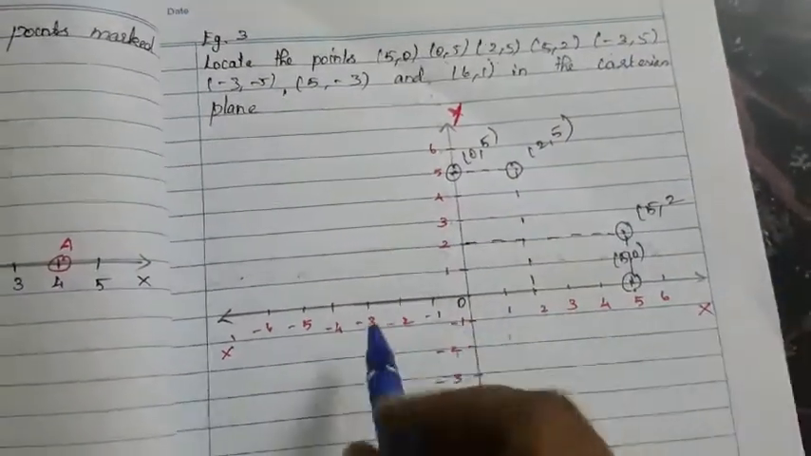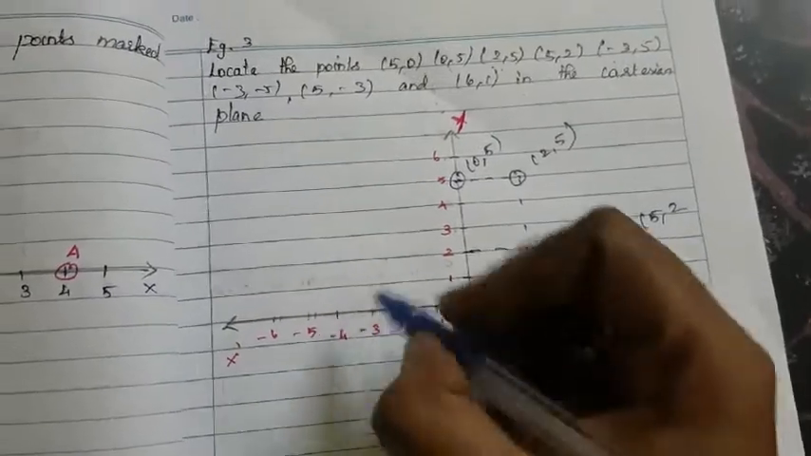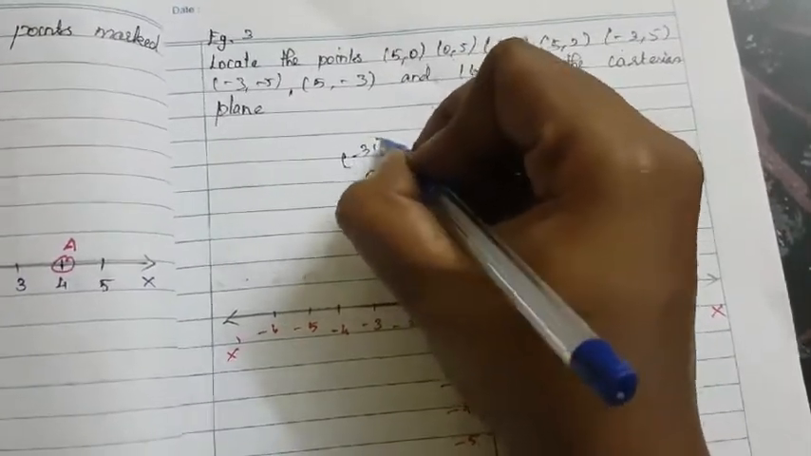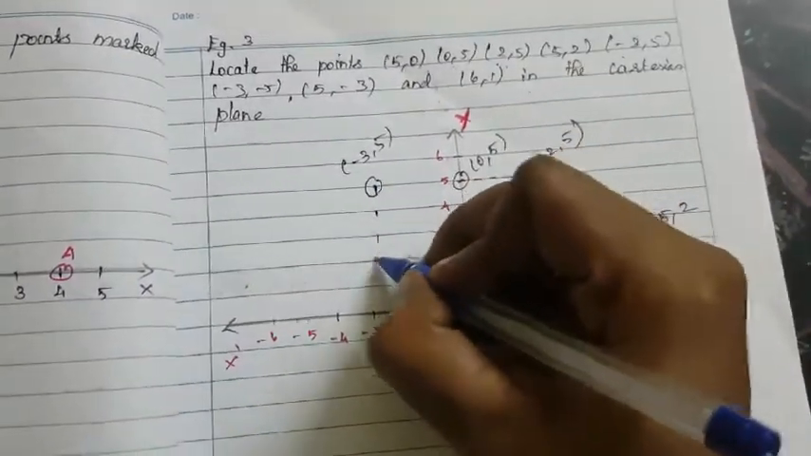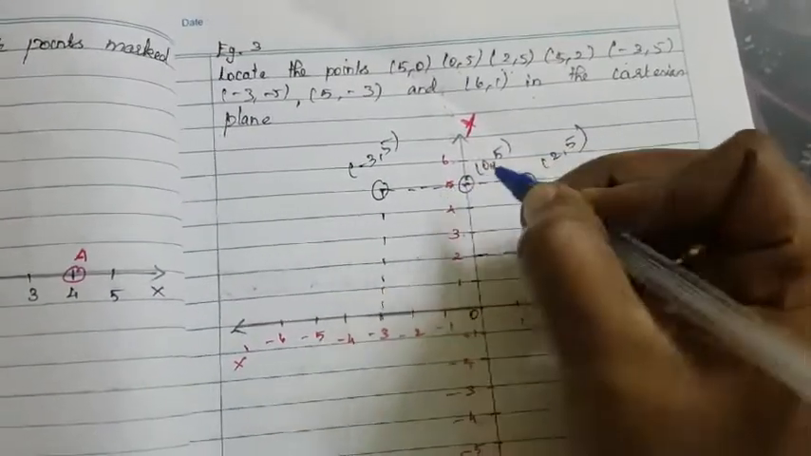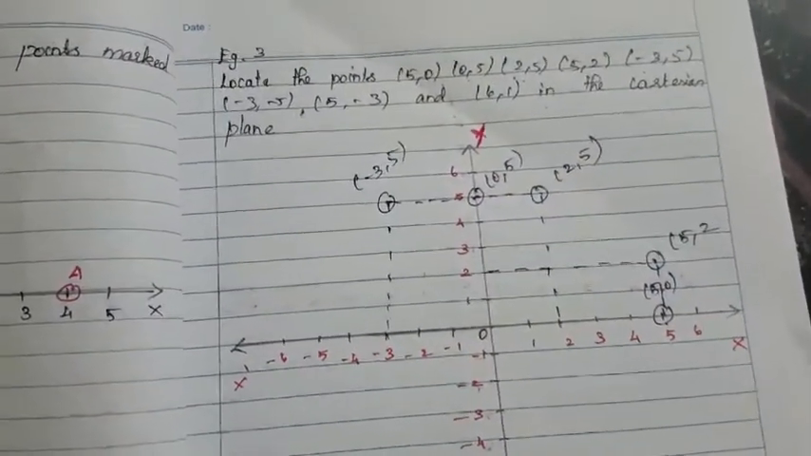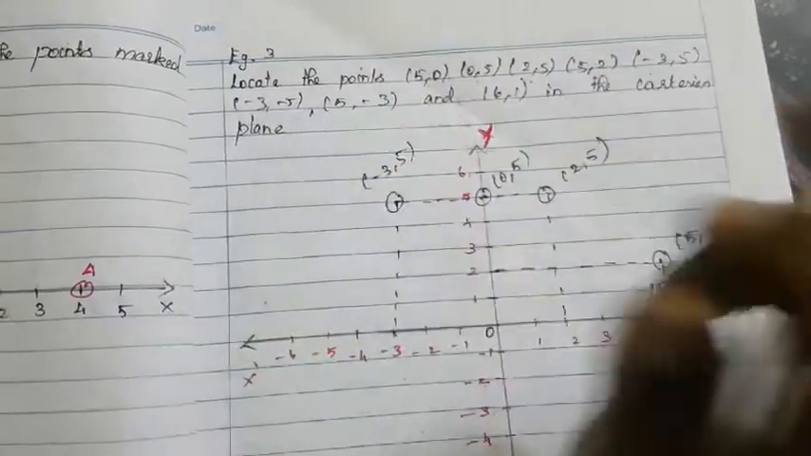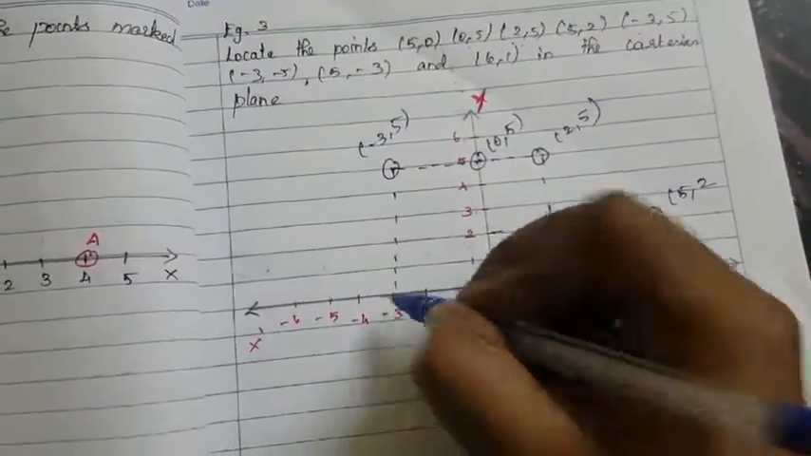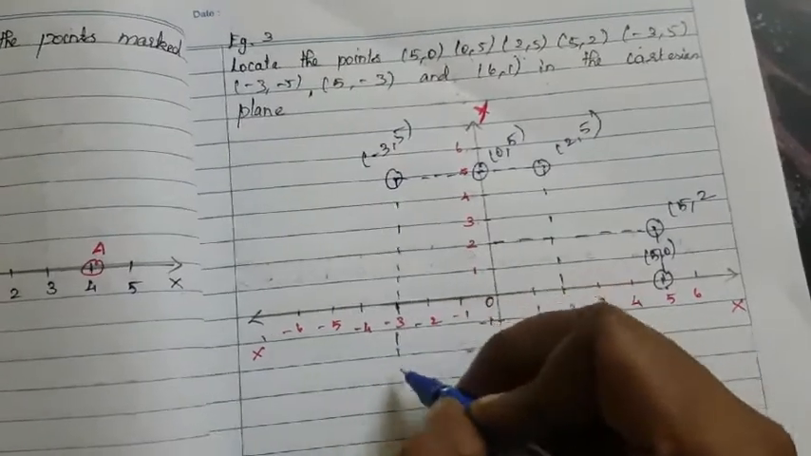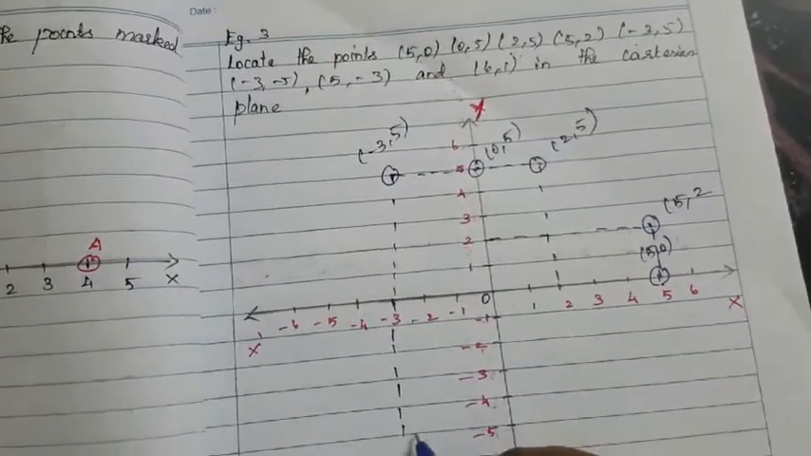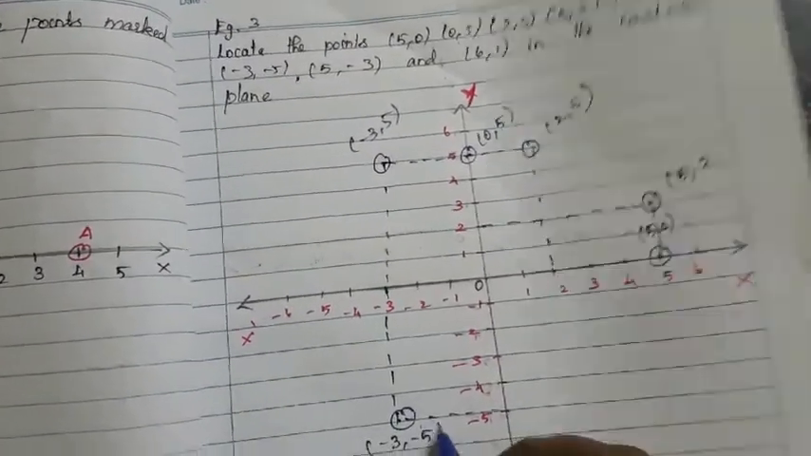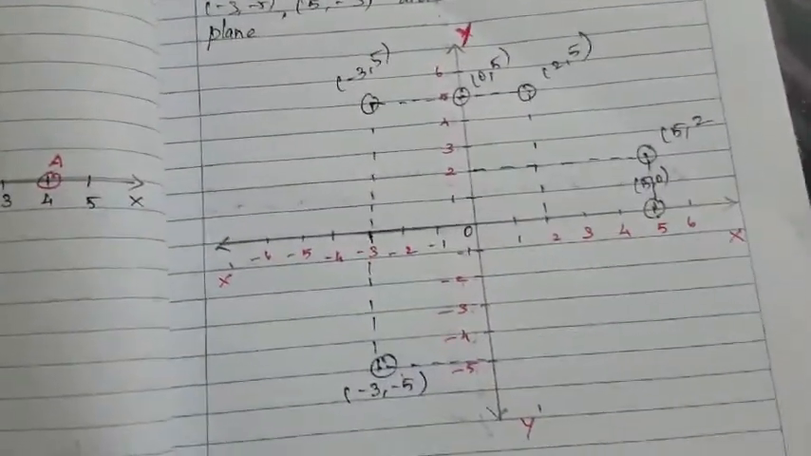Then what is the next point? (-3, 5). So where is the -3? Here. (-3, 5) means it will be here. Okay. So (-3, 5). If you want, you can draw the lines. Okay. Like this you have to draw. Then what is the next point? (-3, 5) is already marked. Now (-3, -5). So -3, -5. So this is the point, (-3, -5). Okay.